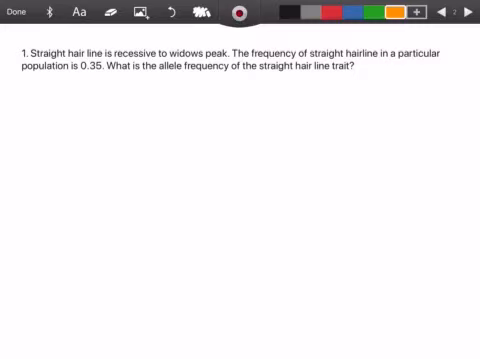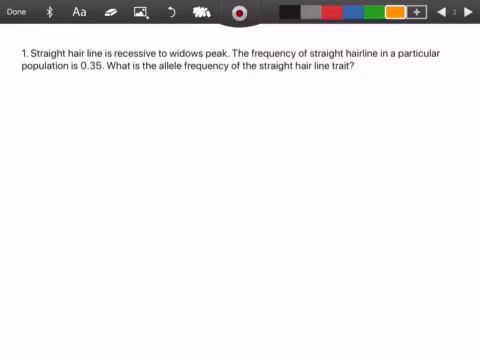An example using straight hairline and widow's peak. So straight hairline is recessive to widow's peak. The frequency of straight hairline in a particular population is 0.35. So let's stop right there and look at and interpret what we are given.